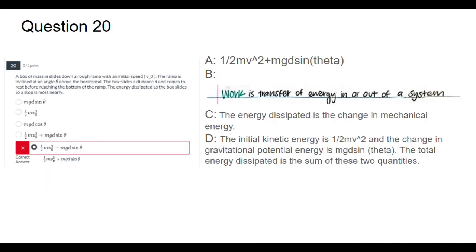The answer to number 20 was 1/2 mv squared plus mgd sine theta, and I didn't account for internal energy. So the work dissipated is the change in mechanical energy. The initial energy is 1/2 mv squared, and the change in gravitational potential energy is mgd sine theta. The total energy dissipated is the sum of these two quantities.